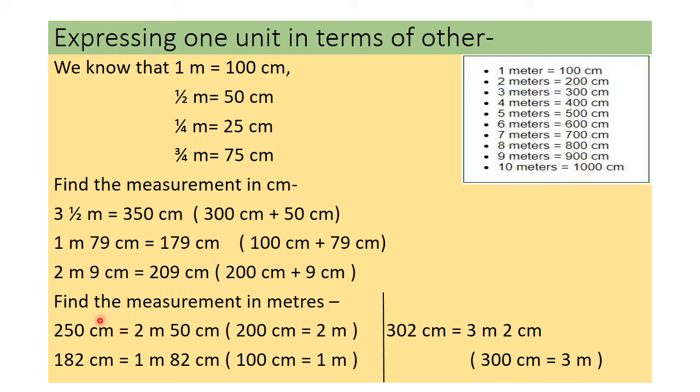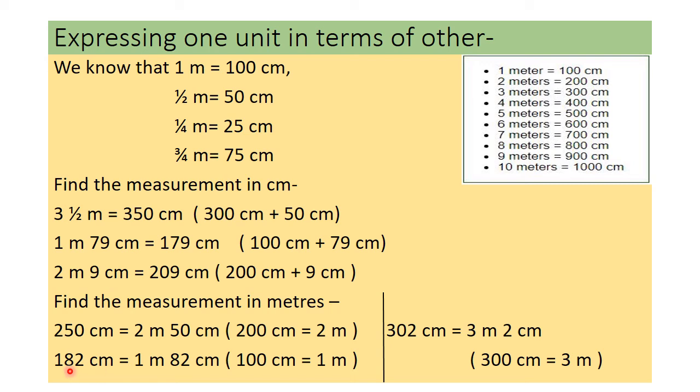Now we will quickly see how we can convert the centimeters into meters. The first example which I have taken for you is that we have to convert 250 centimeters into meters. This is what we have, 250 centimeters. So we can write it as 2 meters and 50 centimeters, because 200 centimeters is equal to 2 meters. Now the next question is 182 centimeters.